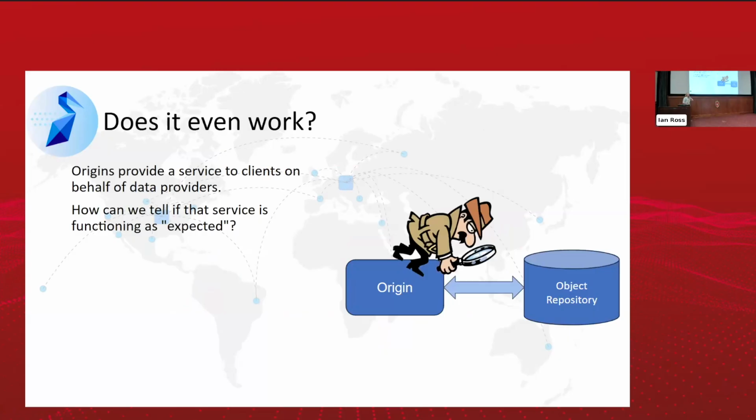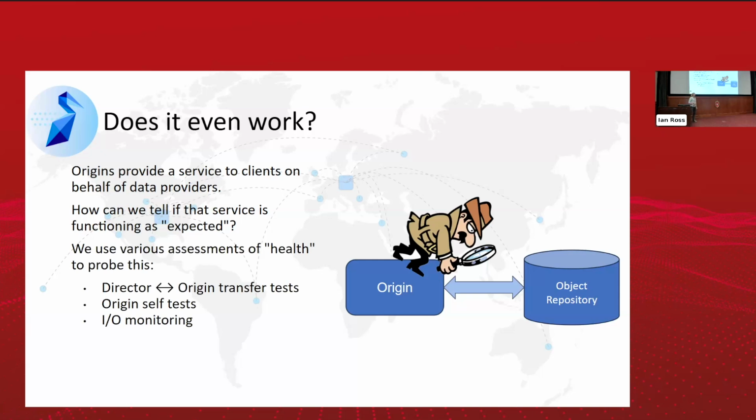All right, and I also mentioned some things about health monitoring. So one of the things that the origin is responsible for doing is telling us, is this service even working? Are the clients who come and ask for data able to actually get the data or put the data that they're there to work with? So the origin is there to provide a service to clients on behalf of the data providers. What do we need to do to tell if that is functioning correctly? There are a few ways we do this in Pelican, and a few different levels at which we do this. The first is what we call director origin health tests or transfer tests.